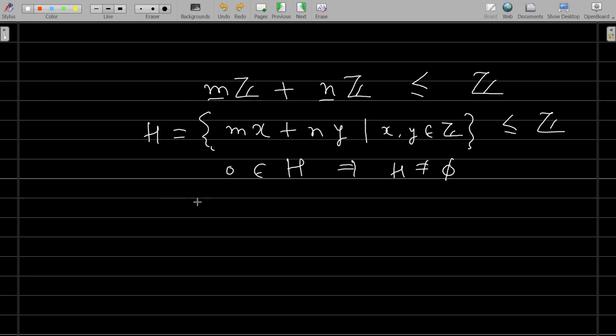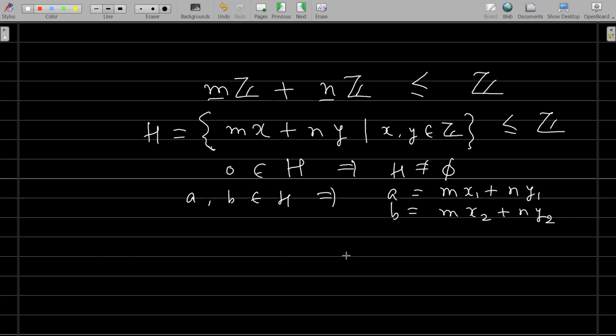Fine. Now you take any two elements from H. So let A, B belong to H. So they are going to be of what form? A must be of the form M times some integer plus N times some integer. That is the structure of H. H is all elements of the form MZ plus all elements of the form NZ. I am taking the addition of every MZ type element to every NZ type element, so all possible MX plus NY. That is my H. So A is going to be of the form MX1 plus NY1. B is again going to be of the form MX2 plus NY2.